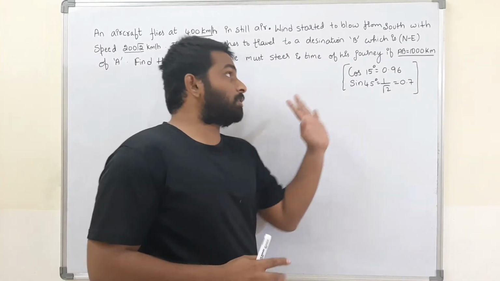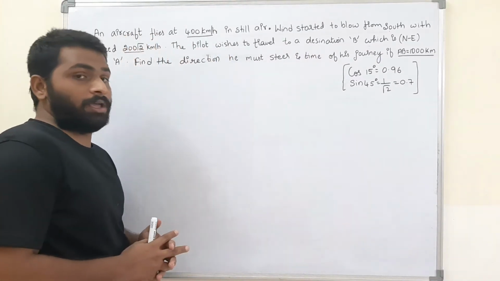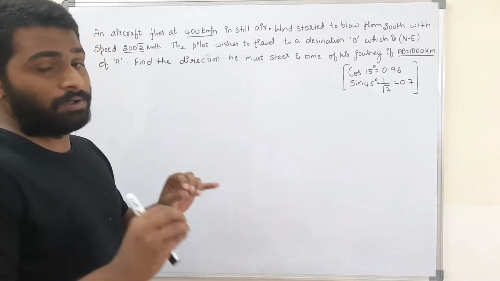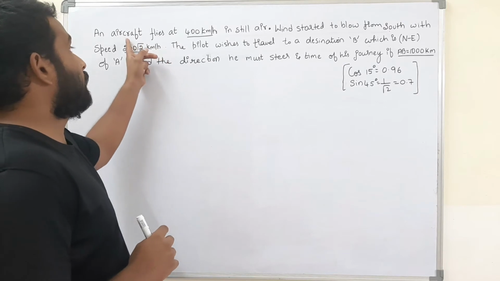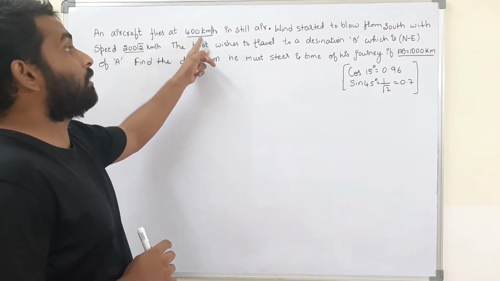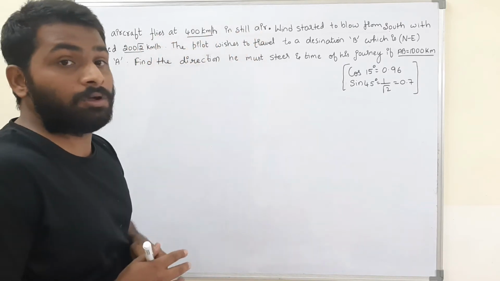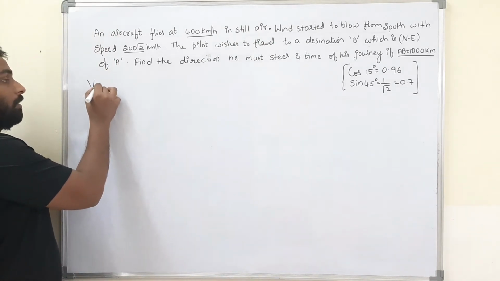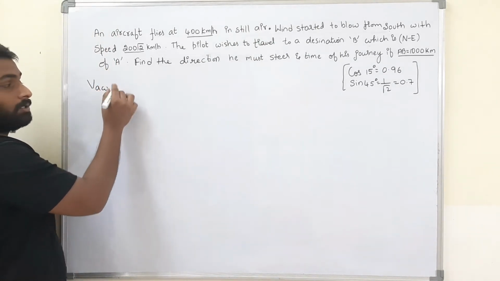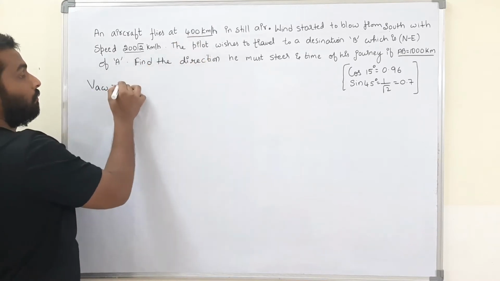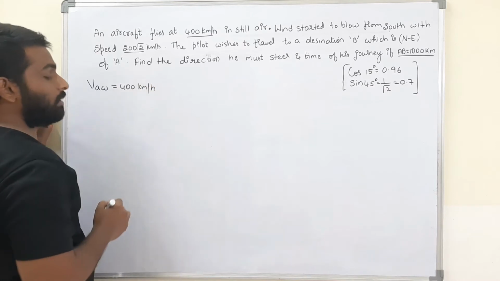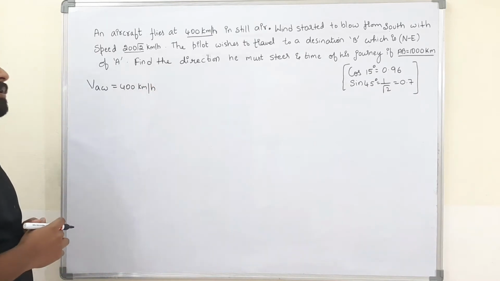Now see this question. This is the question on aircraft wind problem. One of the important questions and only for JEE students. Now, the aircraft flies at 400 kilometers per hour in still air. What is the meaning of it? In still air, that means the velocity of aircraft with respect to wind. How much? They have given me 400 kilometers per hour.